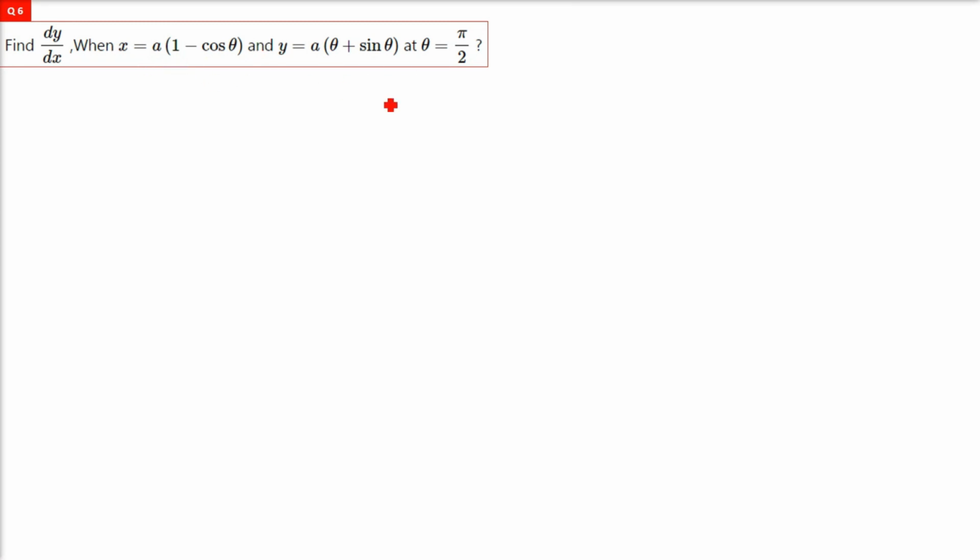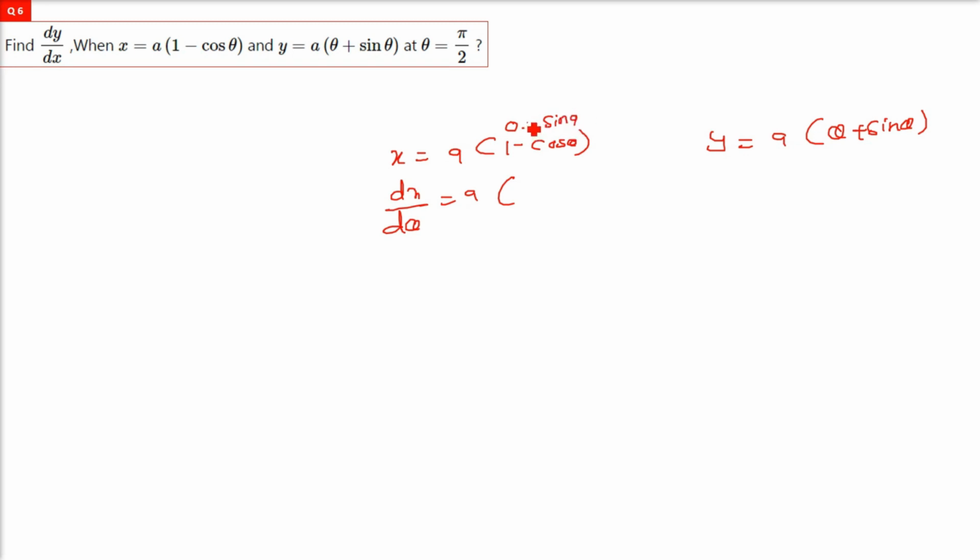Okay, same here, but here you have to find out the value at theta equals pi by 2. So x is equal to a times 1 minus cos theta, y is equal to a times theta plus sin theta. So dx by d theta will be a. You can just write it like this: one differentiation is 0, cos theta is minus sin theta, so minus minus become plus a sin theta. Now dy by d theta, again a: theta will be 1, sin theta will be cos theta.